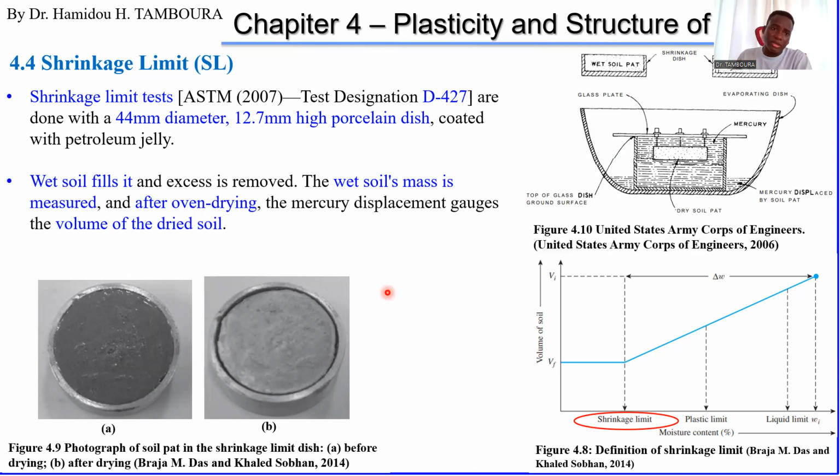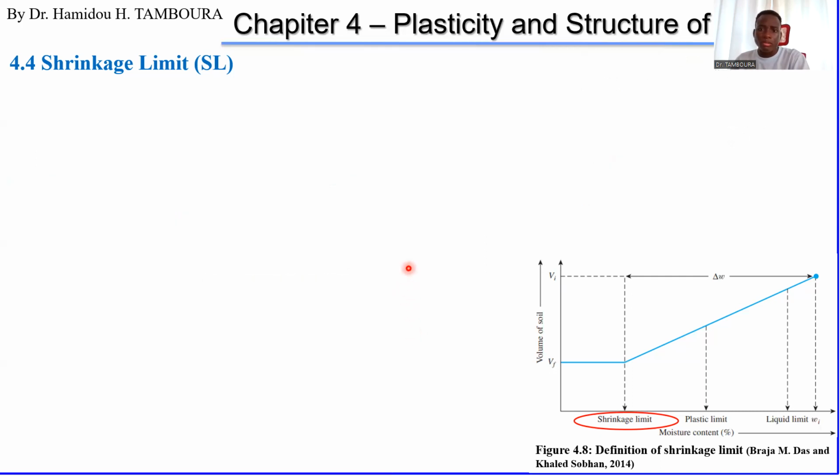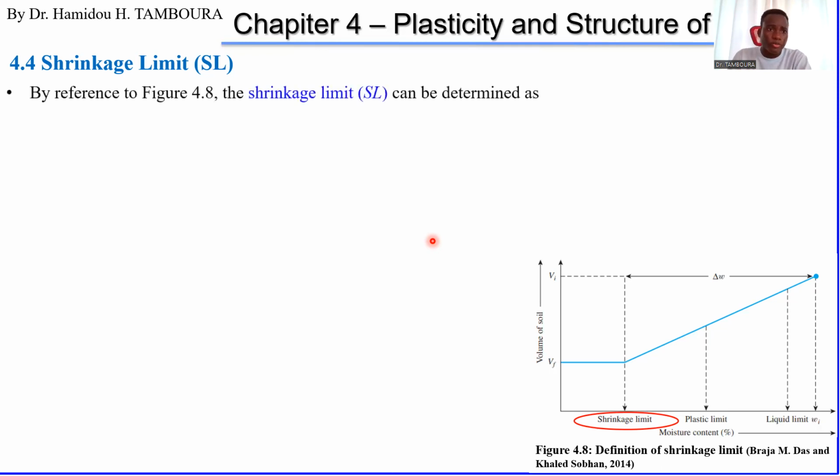Then if we have the mass and the volume of the soil, initial mass and initial volume, final mass and final volume, we can go for how to estimate the shrinkage limit. Okay, so according to this figure, the shrinkage limit can be obtained by this formula: omega I minus delta omega. So shrinkage limit, SL.